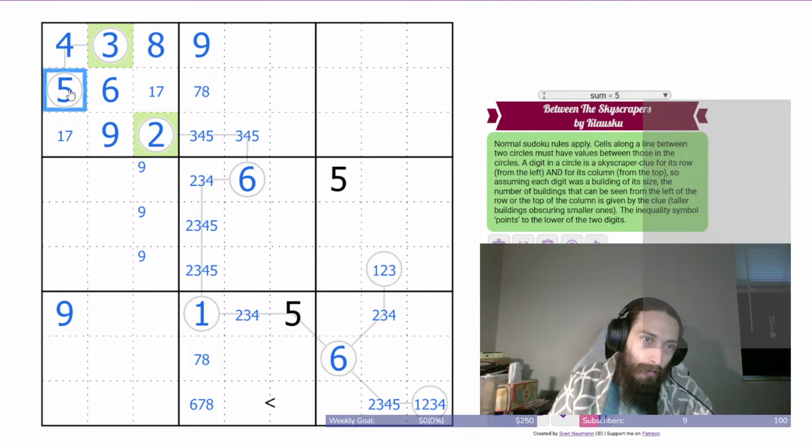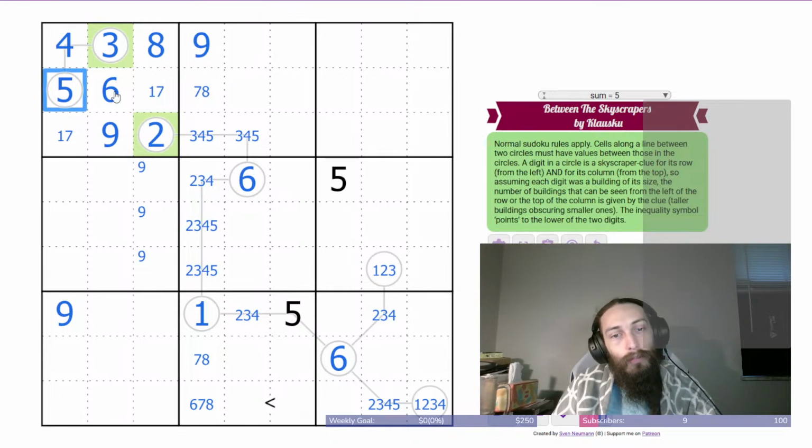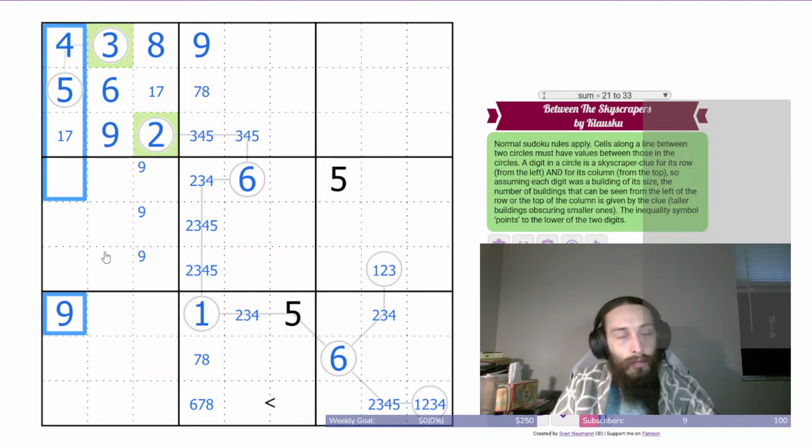So this 5 sees... coming down from that 4, that can't be a 7 after the 5, because that would be 4, 5, 8, 9, or 4, 5, 7, 8. Oh, yeah, that is 5. Never mind. I was miscounting. Yeah.